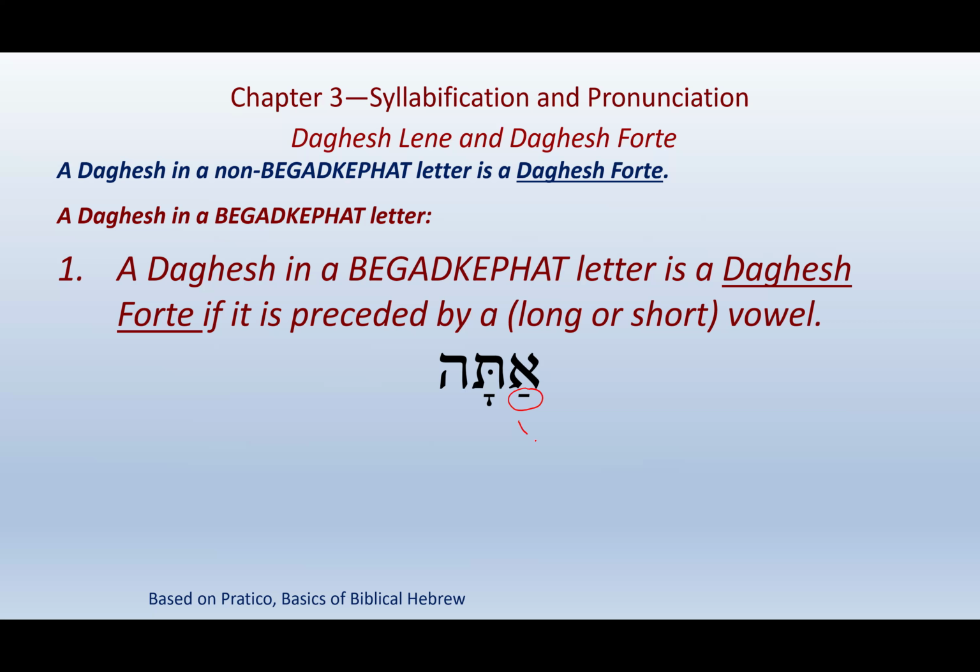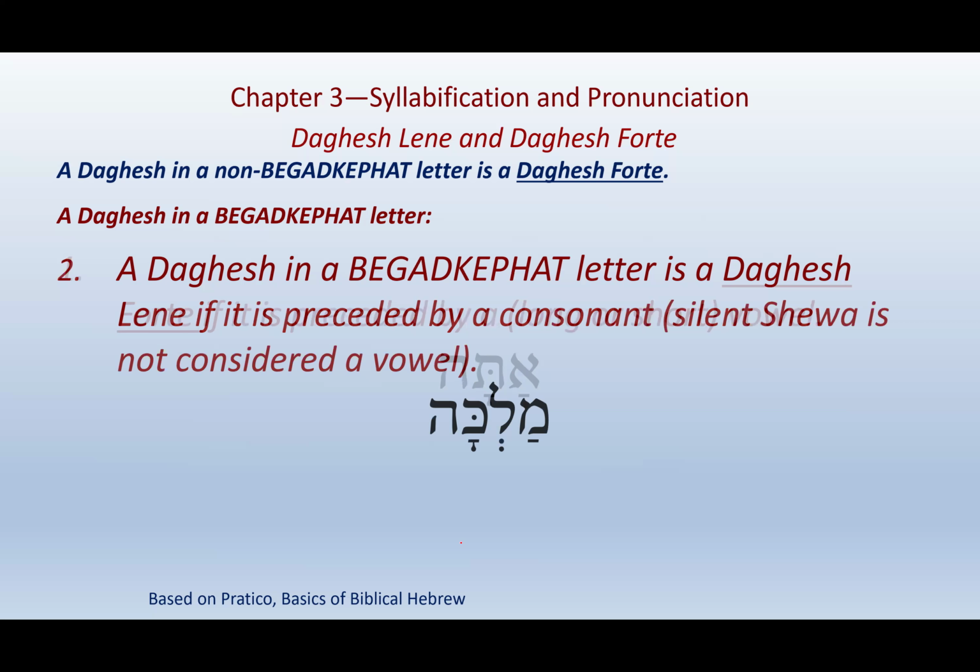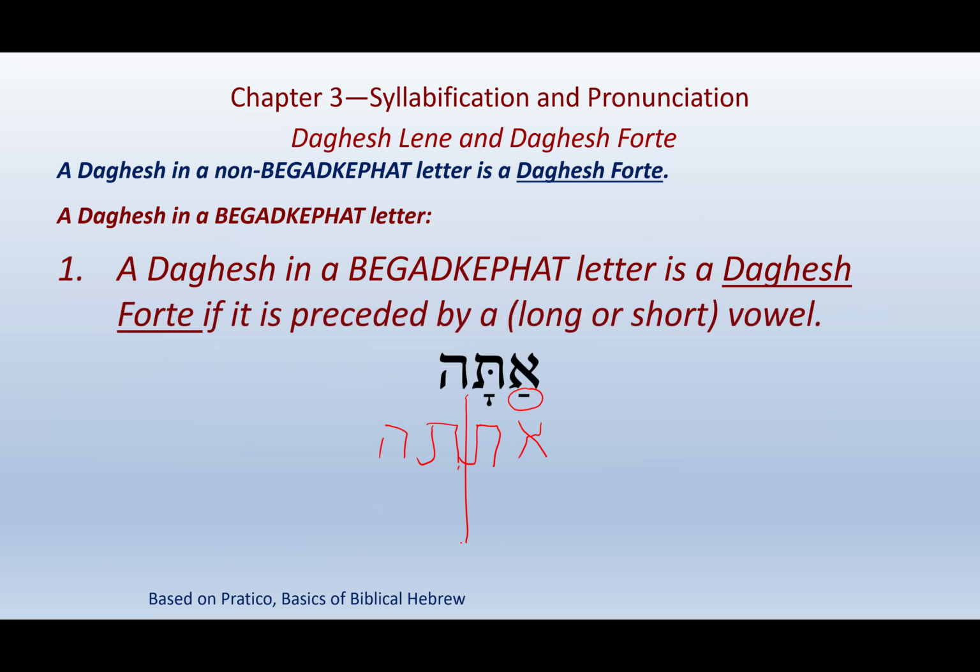And so actually, in the way that it is pronounced, it would be, let's try that again, like having two tavs and then the hey. So at-ta. But when you say it fast, it's just ata. But when you look at syllables, that's where that's important. So that one is that if the begat kafat letter has a Dagesh, it is a Dagesh Forte if it's preceded by a vowel.